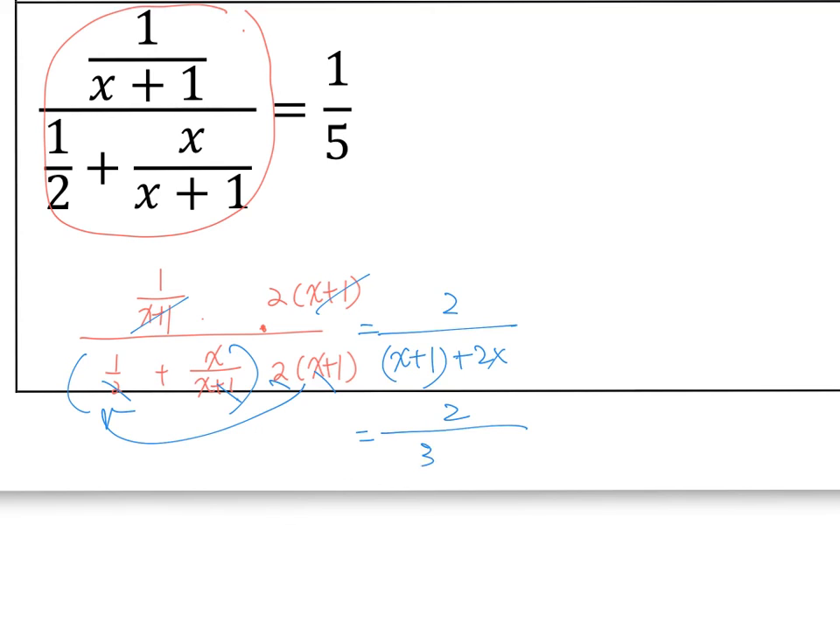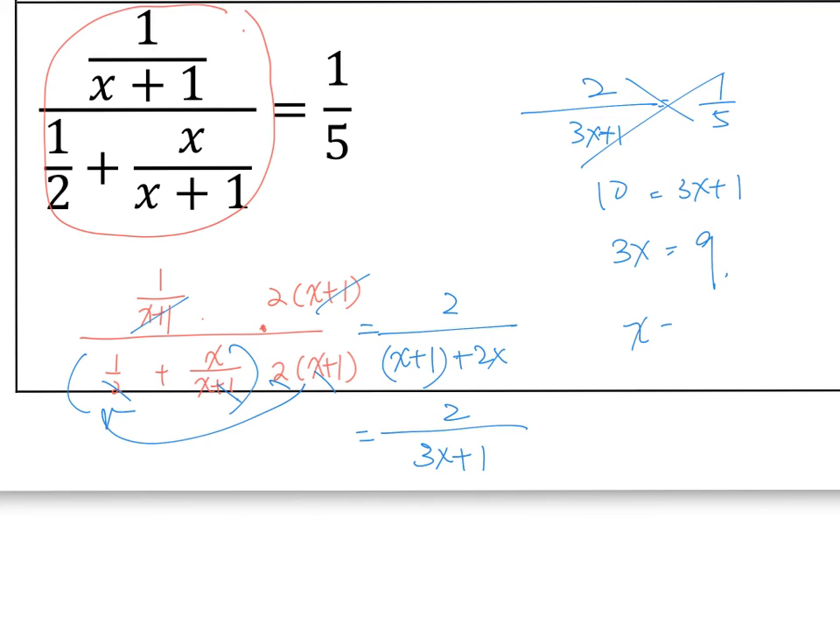Simplify, 3x plus 1. So I'm going to take 2 over 3x plus 1. I'm going to set it equal to 1 over 5, and I'm going to cross multiply. 3x equals 9, and x would equal 3. And double check your denominator. If you plug in 3, 3 plus 1 is 4. 3 over 4 doesn't give you a 0 in the denominator, and you're fine. And this concludes part 2 of this lesson.